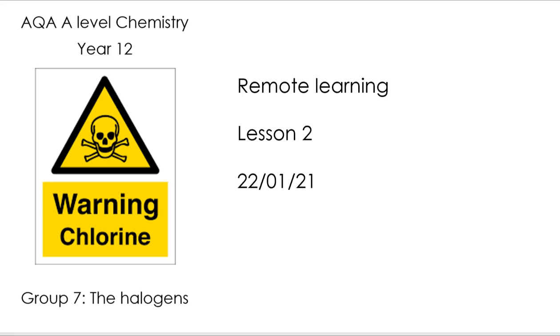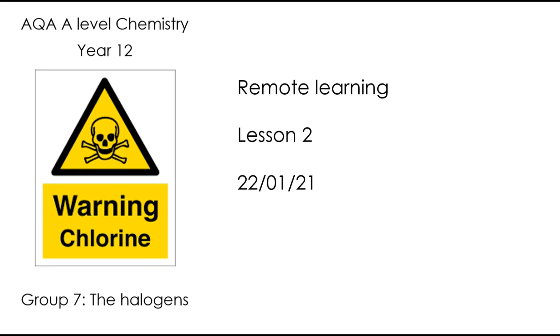Hello, this is lesson 2 of our remote learning programme for Group 7, the halogens. In the first lesson, we looked at some of the key trends in Group 7, a good chance to remind ourselves of some of the basics on periodicity, and also looked at the oxidising ability of the halogens. Today we're going to move on and look at reducing ability within Group 7 as well.